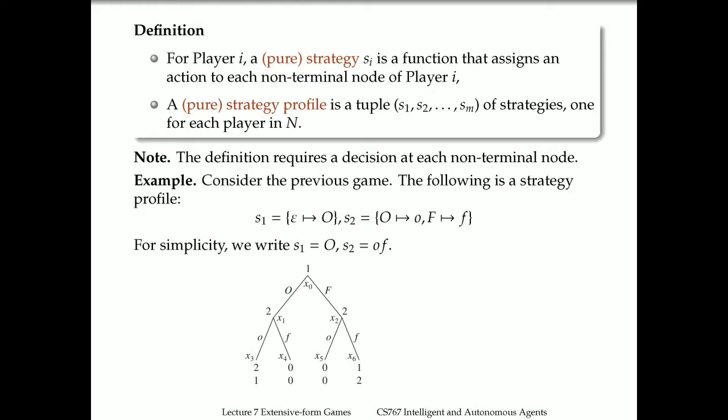And for simplicity, we can ignore the mapping from the node to the action. We can just order the players' nodes on the tree in some fixed order, and then just write down the actions in sequence. For example, for S1, we just write capital O. This represents that at this node, which belongs to player 1, the player would choose O. And for player 2, we can just write it as small o and small f. This shows that in one of the states he would choose small o, and in another state he would choose small f. Just for ease of notation.